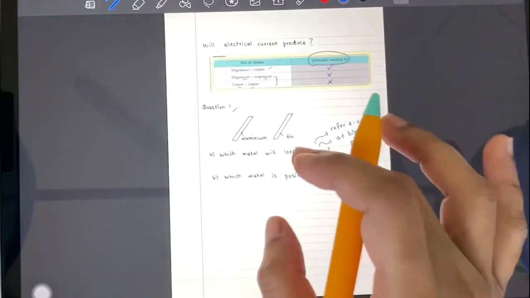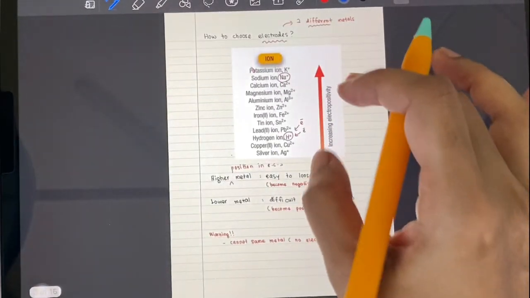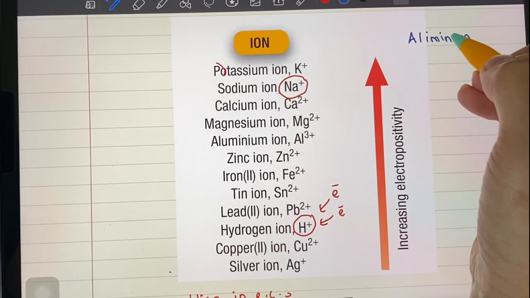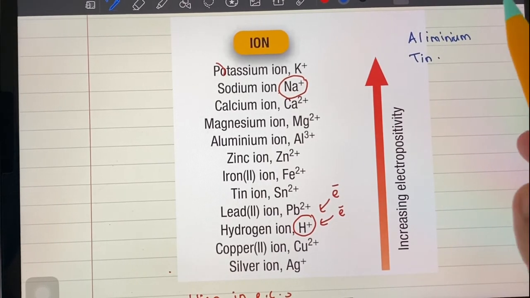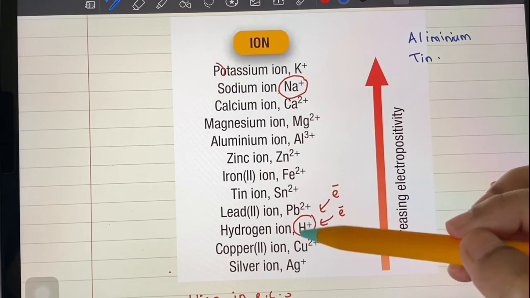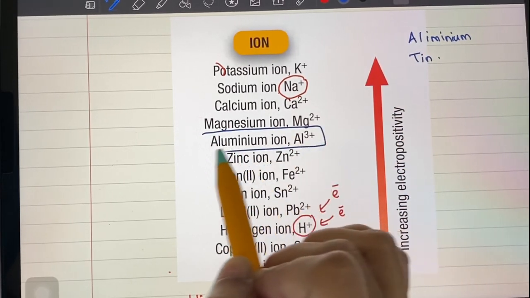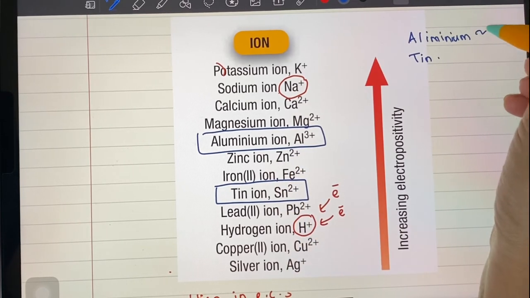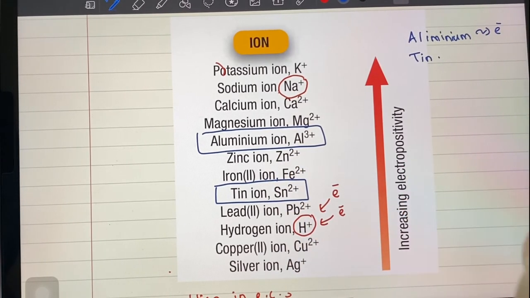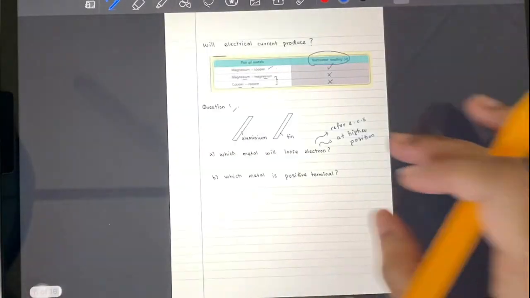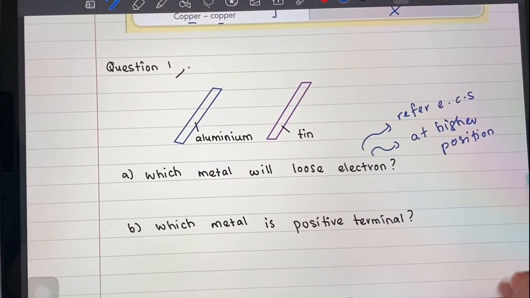Who will lose electron? We go back to our electrochemical series. Alright, remember that we have aluminium and we have tin. The one at the higher position will lose electron. Now we go through the electrochemical series. We can find that our aluminium is here and our tin is here. So definitely aluminium will lose electron. Once it loses electron, it will become the negative terminal, while tin will become the positive terminal. So we go back to our question. Here, which metal will lose electron?